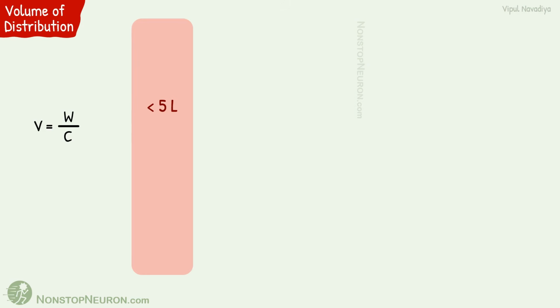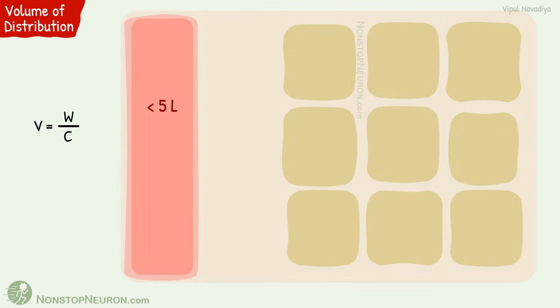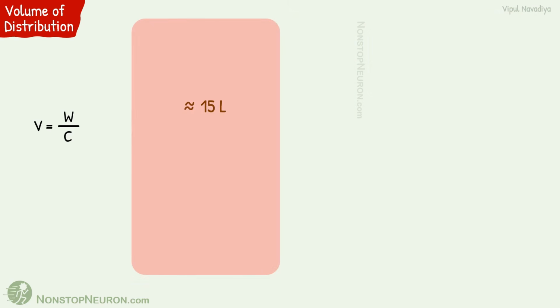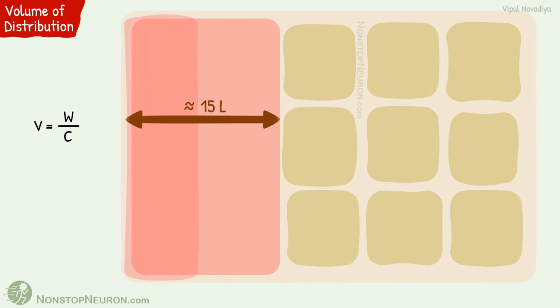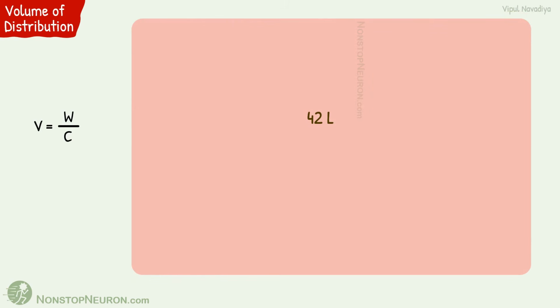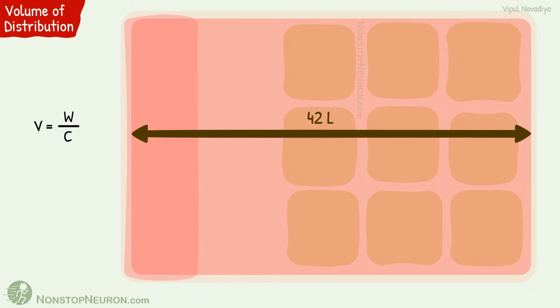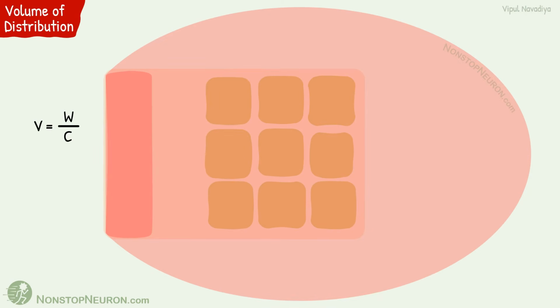Apparent volume of distribution of less than 5 liters suggests that the drug is mostly staying in the blood. Obviously, because that's an approximate volume of blood. An example of such a drug is heparin. If the volume of distribution is about 15 liters, it suggests that the drug is spreading into the interstitium, but not spreading into the cells. For example, gentamicin. And volume of distribution up to 42 liters generally means that the drug is entering the cells also. For example, phenytoin. Now comes the interesting part.